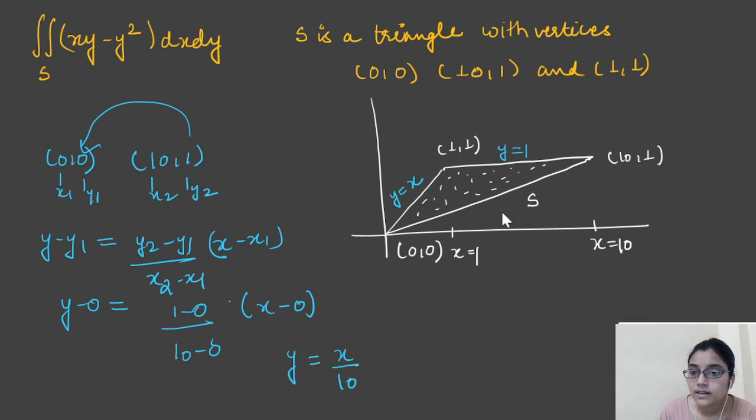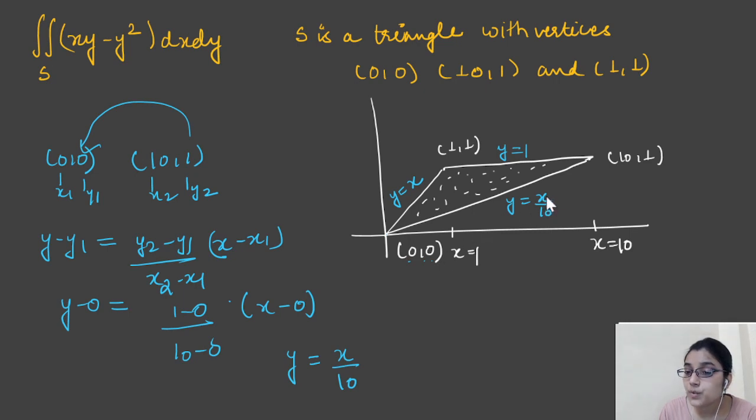It means the equation of this line is, suppose I am removing this S over here, y equal to x by 10, and you can cross verify it also. Suppose you kept x equal to 0, so you are getting y equal to 0, it means you are getting this point.